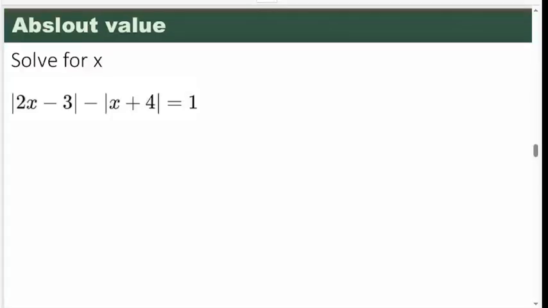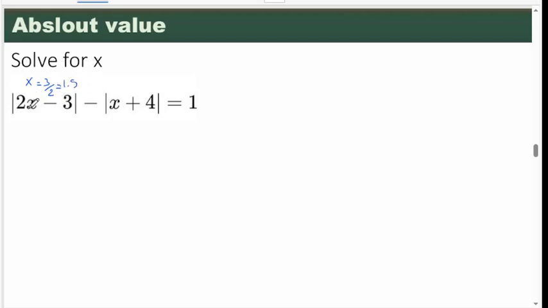To solve this equation, first of all, I have to find the critical point of any absolute value, and then we can get rid of this absolute value. For the first absolute value, critical point would be 2x minus 3 equals 0, so x equals 3 halves or 1.5. It's my critical point. What does it mean?